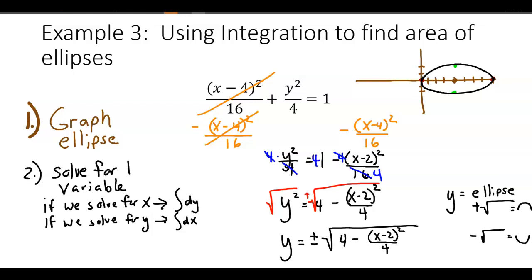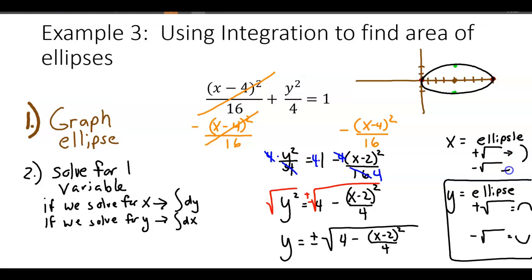But it's going to be a little bit different when you do your problem because you're going to be solving for x. So you're going to have an x equals ellipse. And when that happens, a positive square root means the right side of the ellipse, and a negative square root means the left side of the ellipse. Okay, so just bear that in mind. And there we go. So basically what we have then is two halves of this ellipse.